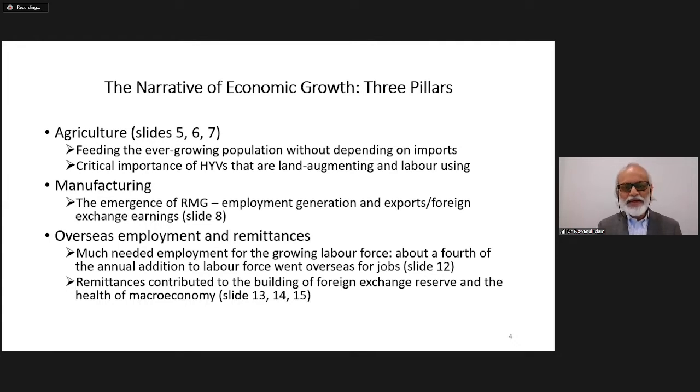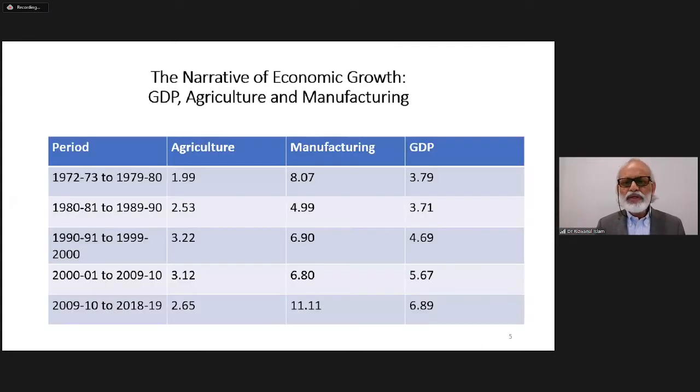And the third pillar is overseas employment and the associated factor of remittances. Employment is one important factor associated with international migration, but it also generates remittances and foreign exchange, which contributes to the health of the macroeconomy. I will explain that also, but those are mentioned in slides 13, 14, and 15. Now, why do I consider agriculture to be such an important pillar of growth?